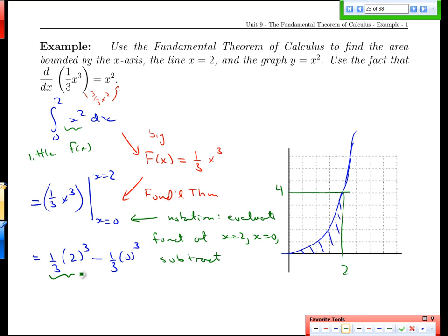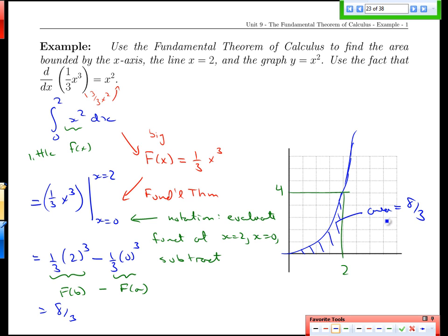That is literally our F of b minus F of a in the fundamental theorem. We found an antiderivative. Now we're subbing in the values 0 and 2. And at the end of the day, we're going to get simply 8/3. So this area is exactly 8/3.